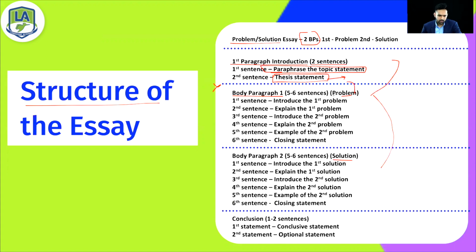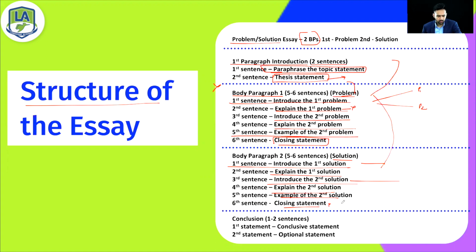Body paragraph 1, where you'll discuss the problem. For any essay you get, I'll always suggest discussing 2 problems, P1 and P2, and over here S1 and S2. So you'll introduce the first problem, then explain it. When we explain it, we have to form a complex sentence. Then you'll introduce the second problem, explain it, give an example, and then give a closing statement. This is optional, you can stop here as well. Then once you've given the problems, you'll give the first solution, explain it, then give the second solution, explain it, give an example, and then close this paragraph.